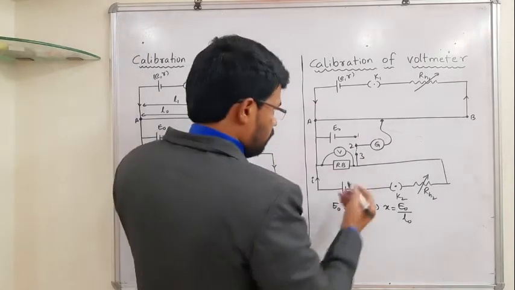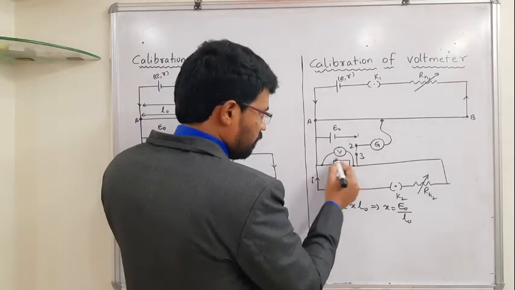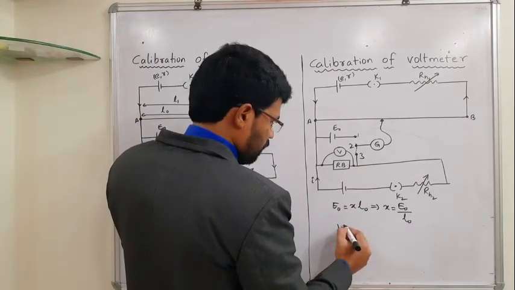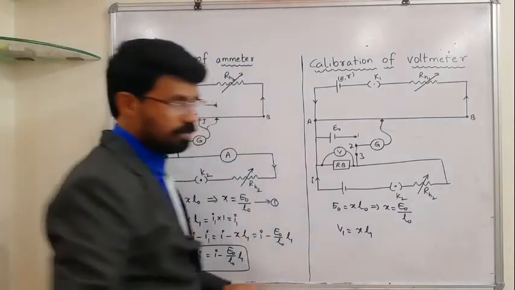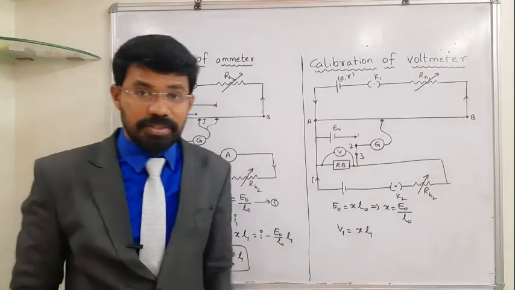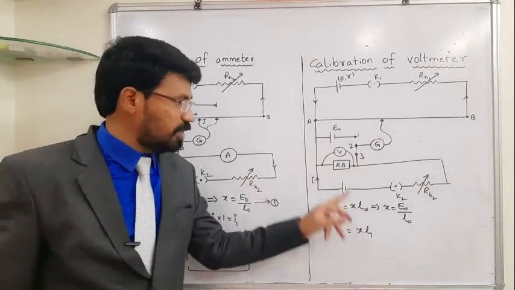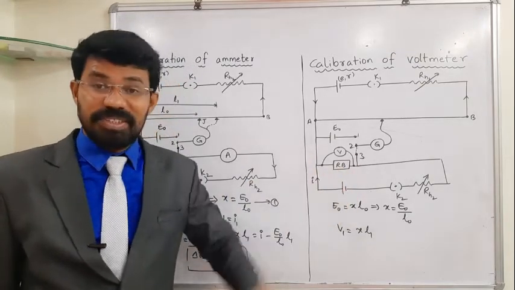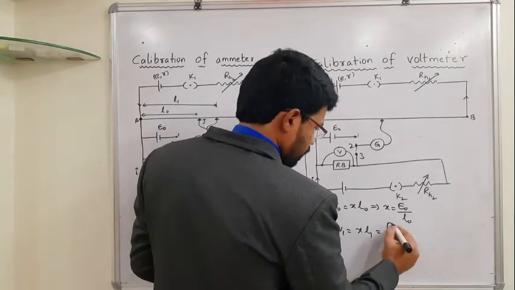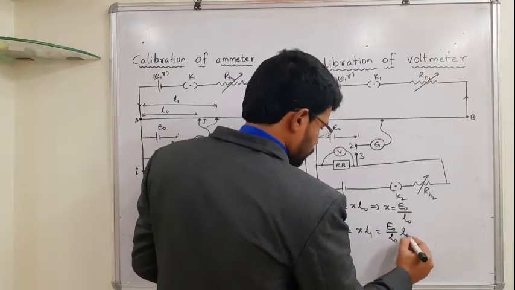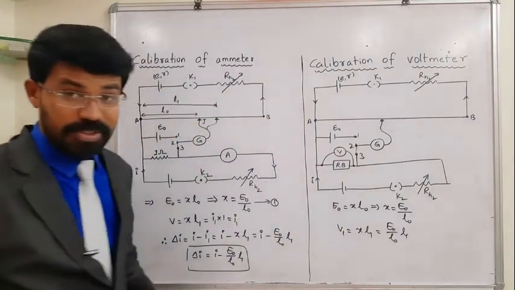Let the balancing length be L1. Whatever potential is there across this resistance box, I'll take it as V1, which is equal to X into the balancing length L1. I want you to understand: L0 is the balancing length corresponding to E0, and L1 is the balancing length corresponding to the potential difference across this resistance box. So this X can be replaced with E0 by L0, giving V1 equal to E0 by L0 into L1. This is the actual potential difference across the resistance box.